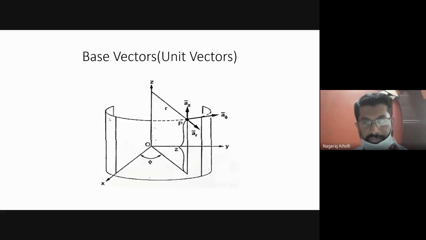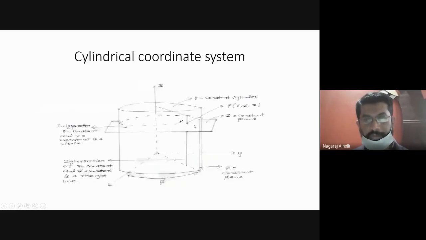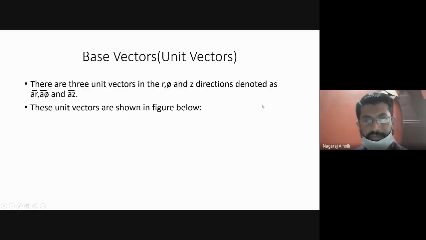As you can see, this is AR bar. It is acting radially, along the radius, but it is perpendicular to the cylinder, and it is radially outwards. Okay, this is a cylinder. We have already got this point P, just now: P of r comma phi comma z. So this is our point P.